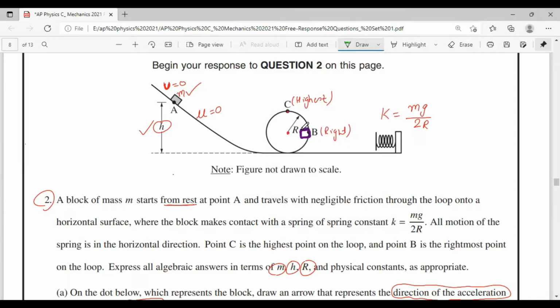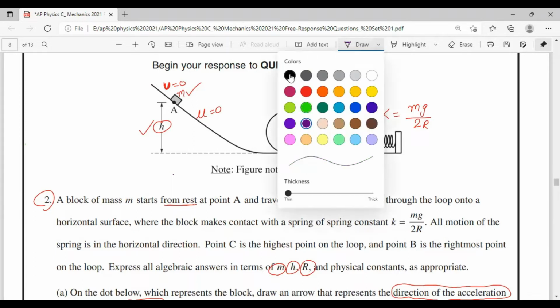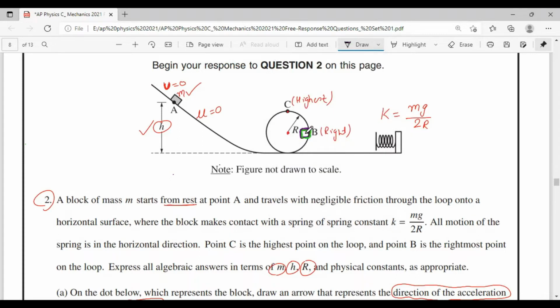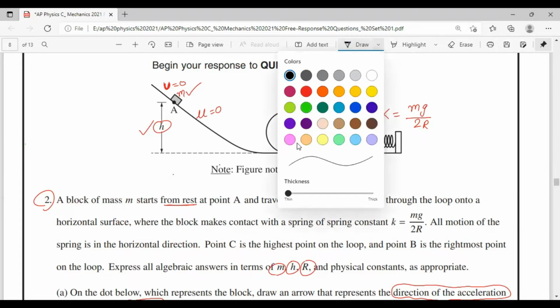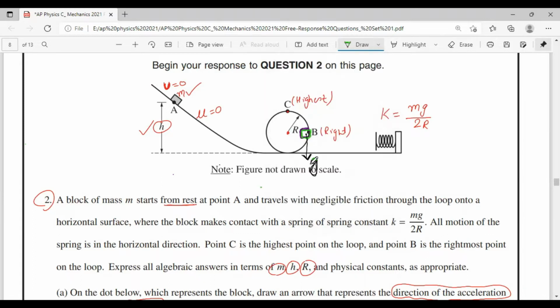So how many kinds of acceleration are applicable here? See friends, first of all, there is one acceleration that is common, that is the acceleration due to gravity, that is pointing vertically downward, right? There is an acceleration due to gravity that is equal to g. So g is vertically downward. And what will be the other acceleration?